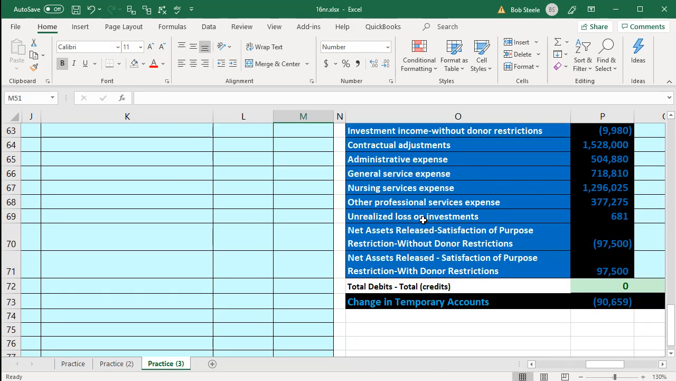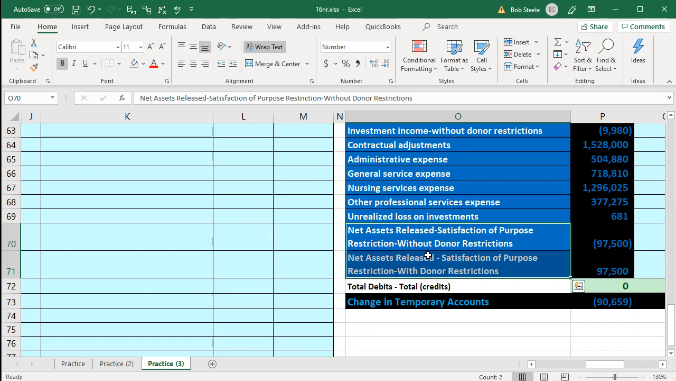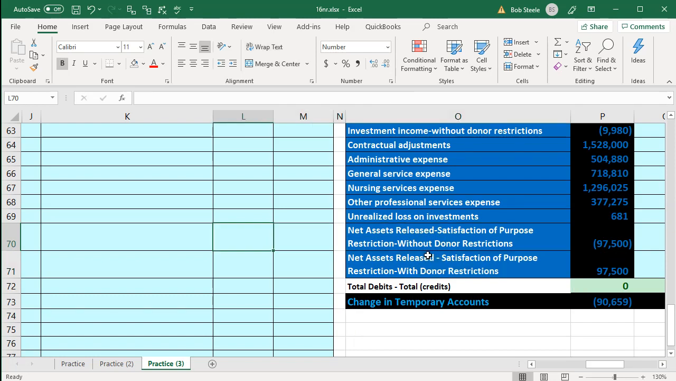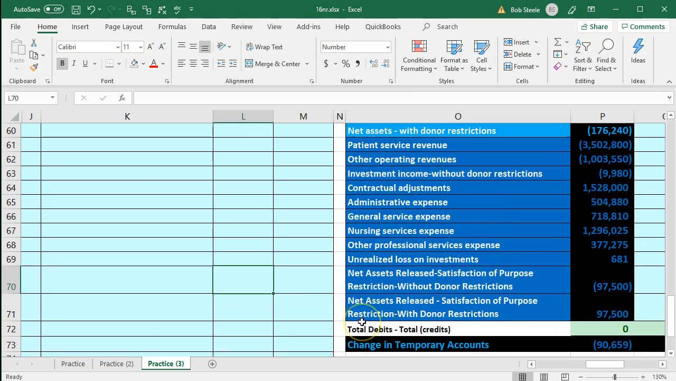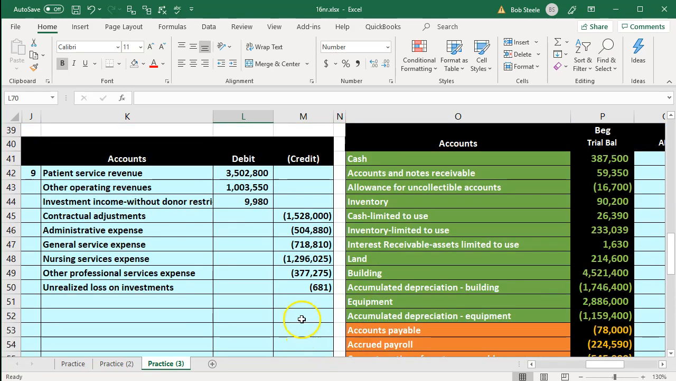Okay, so that's everything except for these last two accounts. We're going to do that in a separate journal entry. We'll close them out individually in a separate journal entry. Now, we're going to need the credit to balance this thing out, because if we add up the debits and the credits, we're out of balance by the $90,659. We're going to put that on the credit side. That's what we need, a credit to be in balance.